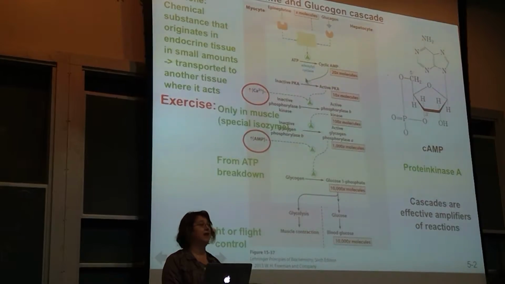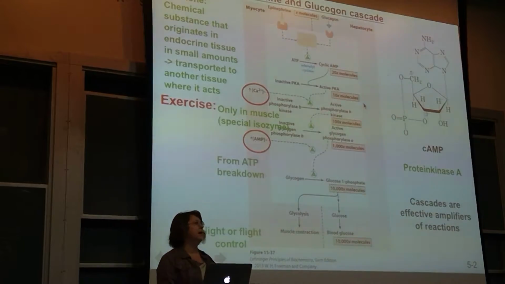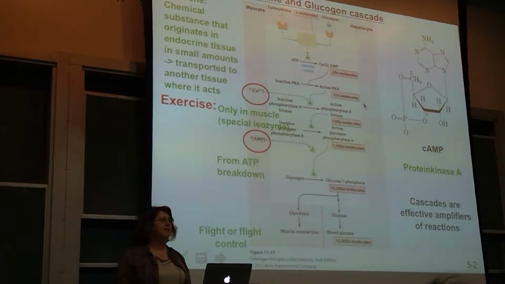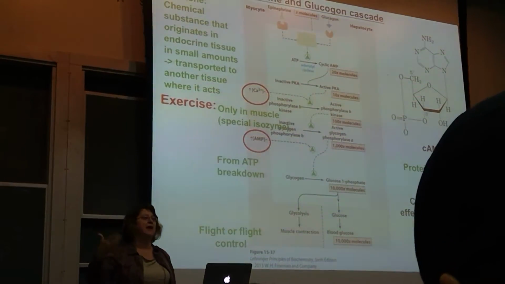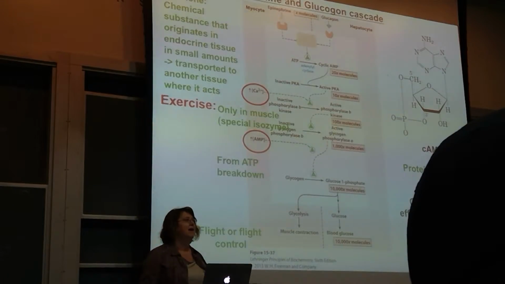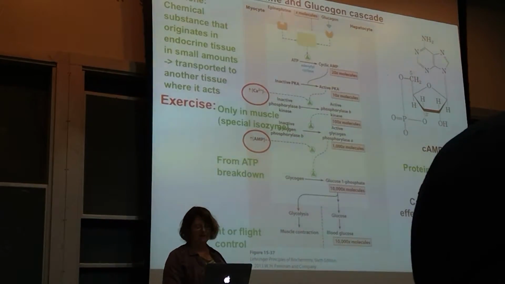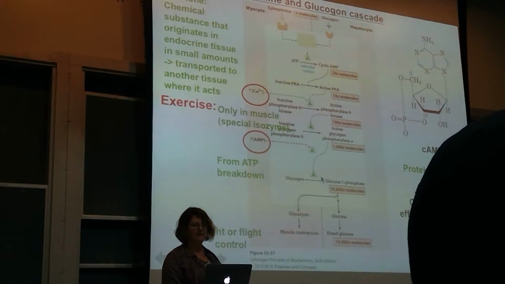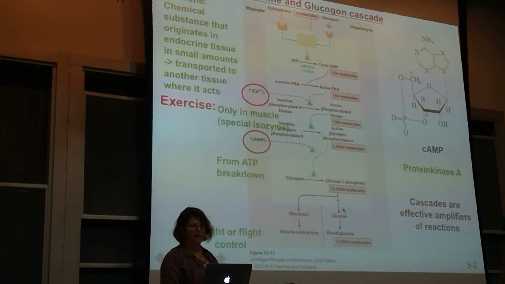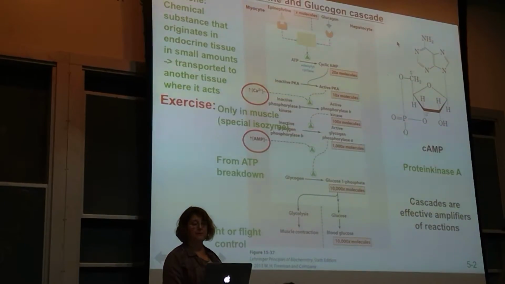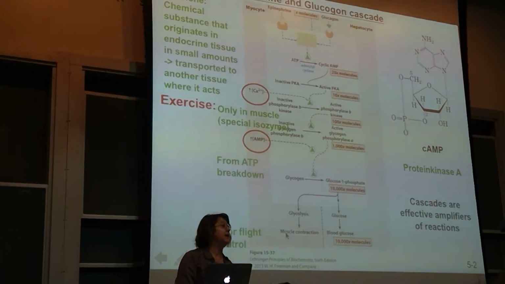So this is an amplification loop, and it's a really efficient way. I don't know if you have learned about MAP kinase cascades in other classes, anyone? Okay, so that's another way of amplifying using phosphorylation as an amplification tool. In this case, we have glucose going to glucose 1-phosphate, which can be used to go into blood glucose in the liver, or it can be used to actually make ATP in the muscle.